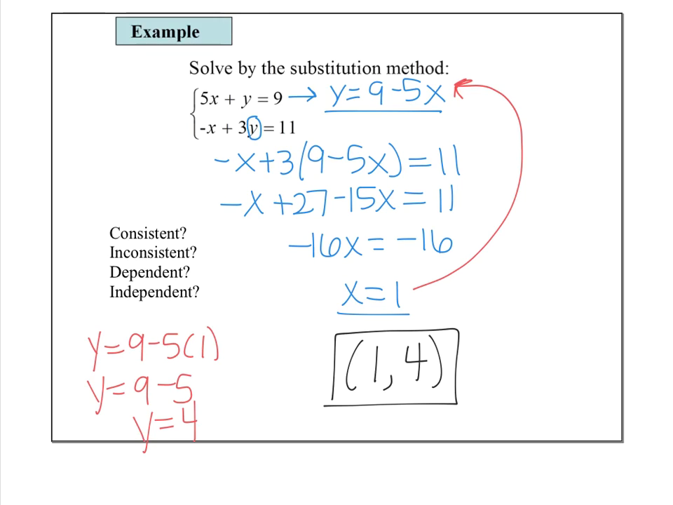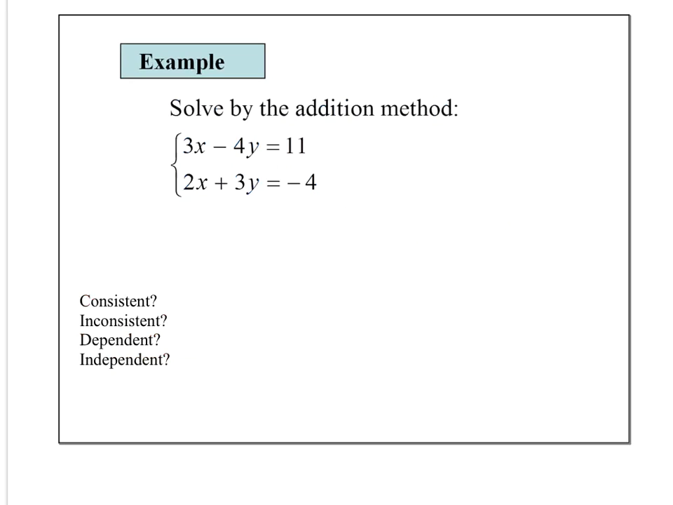So now let's think about it. Is this consistent, inconsistent, dependent, or independent? Well, we know that it has at least one solution, so it has to be consistent, and it has exactly one solution, so it has to be independent, but it doesn't have infinitely many.